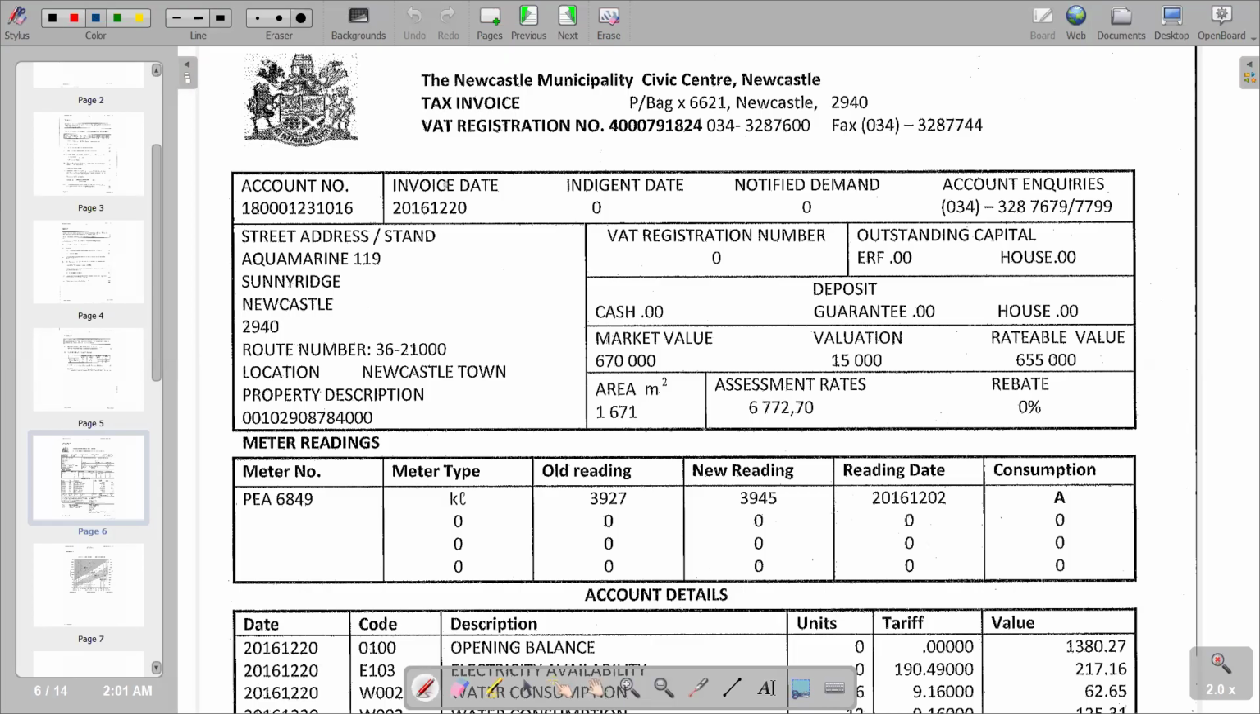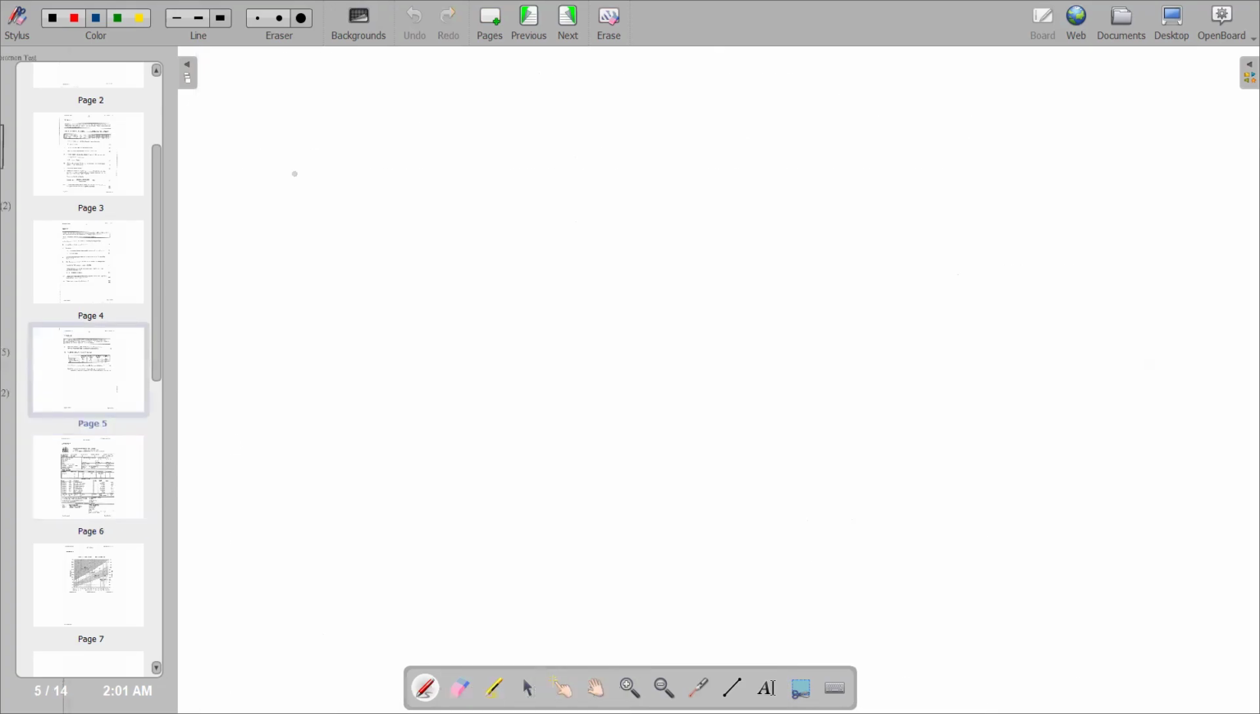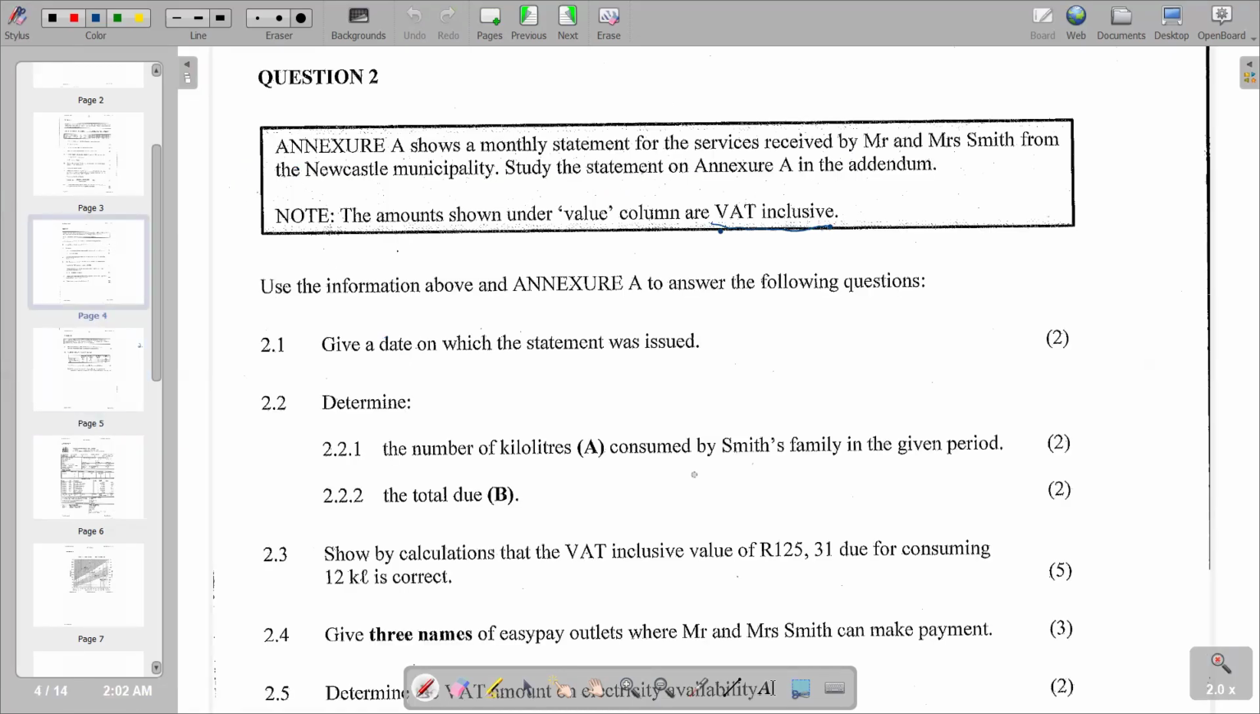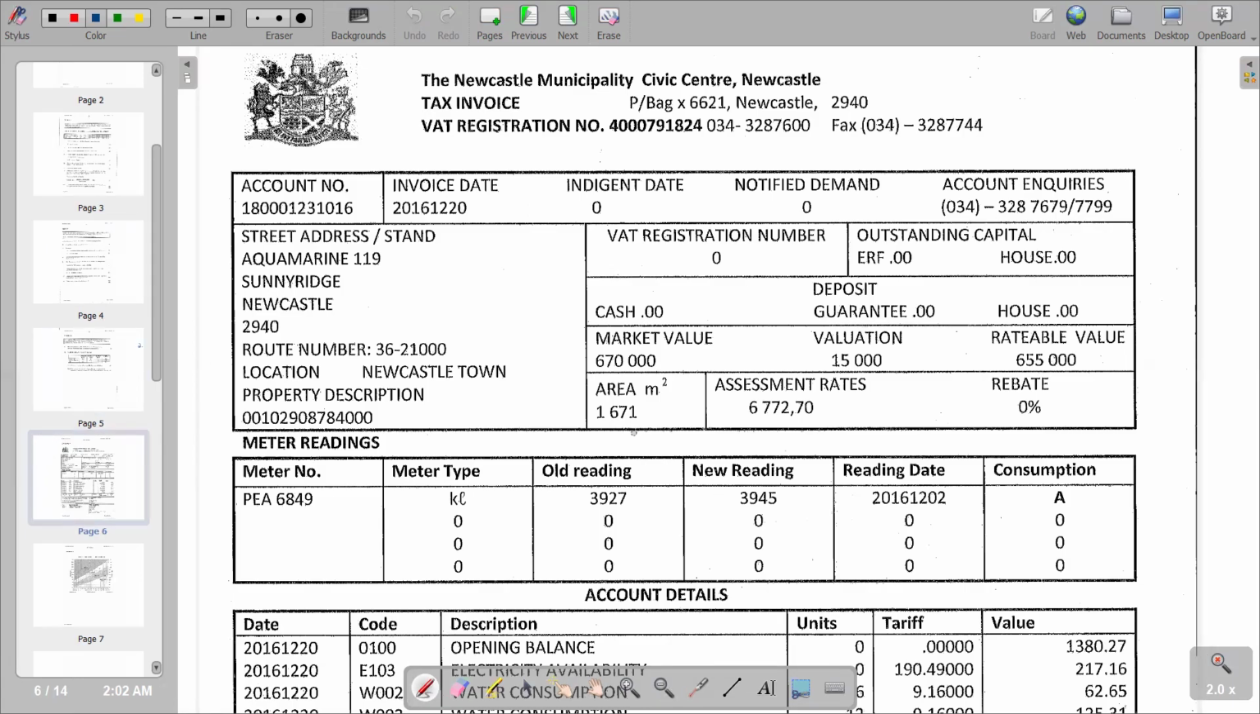You'll see that this is the annexure that we are given, and we are given this statement. So the question is here. The date is December 2016, so on our answer section we are going to say 20 December 2016. We can move on to the next question, which asks us to determine the number of kiloliters consumed by Mrs. Smith's family in the given period. We go to the annexure and see the old reading. So we're going to say the new reading minus the old reading, 39927.